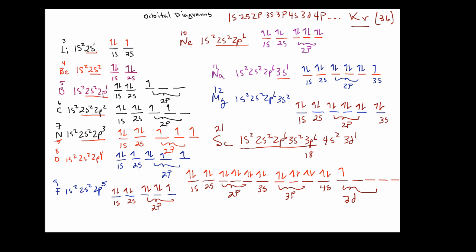Now, just so you can put this in your pipe and smoke it, I want you to realize that right here, this is your valence for a period 4 element. So it's going to be the 4s plus whatever's in the 3d.